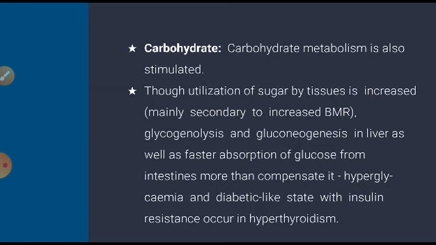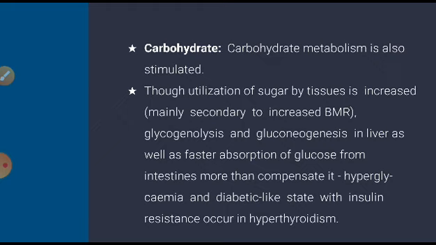Second effect, this is the effect of this hormone on lipid. Now we'll see the effect on carbohydrate. Carbohydrate metabolism is also stimulated. The utilization of sugar by tissues is increased, mainly secondary to increased BMR. Glycogenolysis and gluconeogenesis in liver, as well as fast absorption of glucose from intestine, more than compensate.